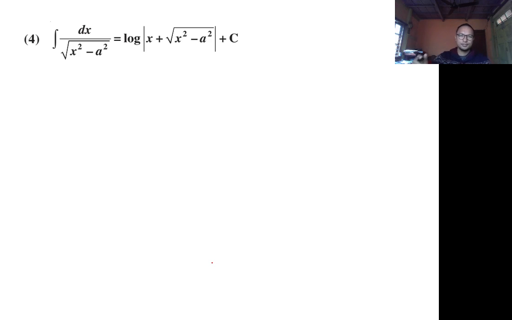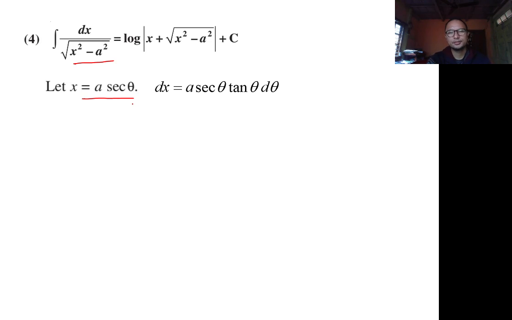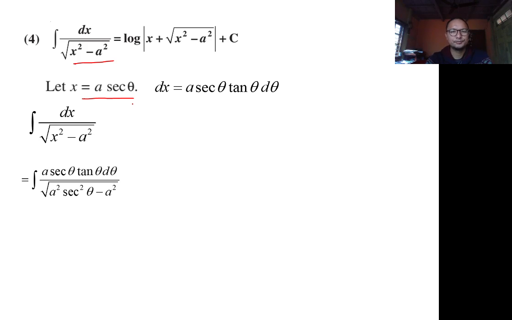Next, integral of dx divided by under root of x square minus a square. Now let's put here x equal to a sec theta. Okay, so what is dx? It will be a sec theta tan theta d theta. Now integral also here.